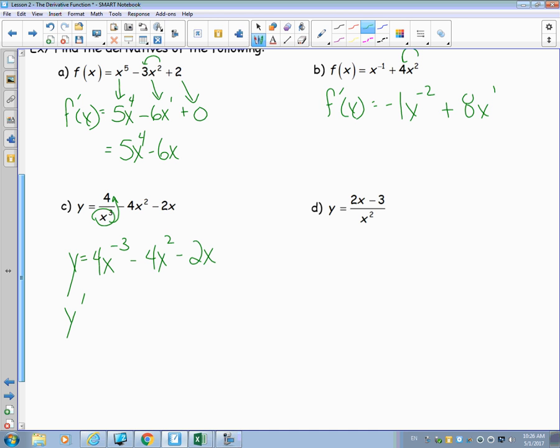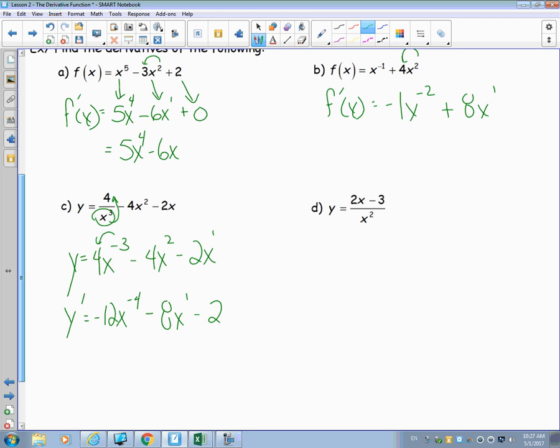I can do each part separately now. So negative 3 times 4 is negative 12, x to the negative 4, minus 8x to the 1. Don't forget this exponent has a 1 on it, so minus 2. And no x is left. Now I erased it, but I was starting to write x to the 0, but x to the 0 doesn't have any meaning, so that's why I erased it. Okay? And then the last one.